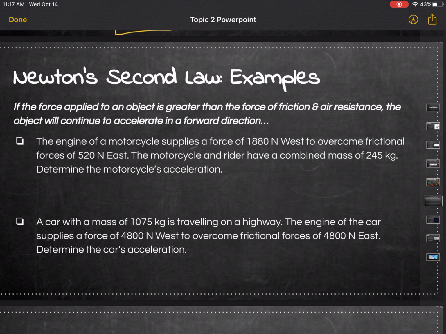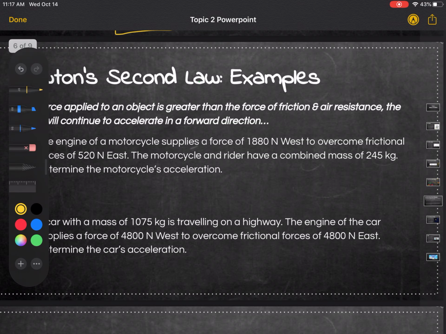Here's another example. So it says the engine of a motorcycle supplies a force of 1880 newtons west. So as I read through the question, I always like to write down what I've got. That is a force, 1880 newtons. To overcome frictional, sorry, I need to put the west there too.